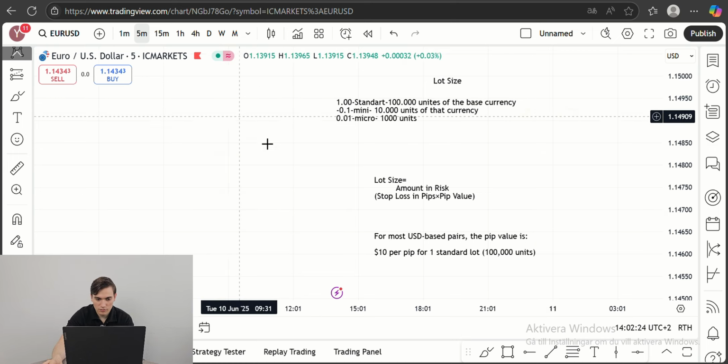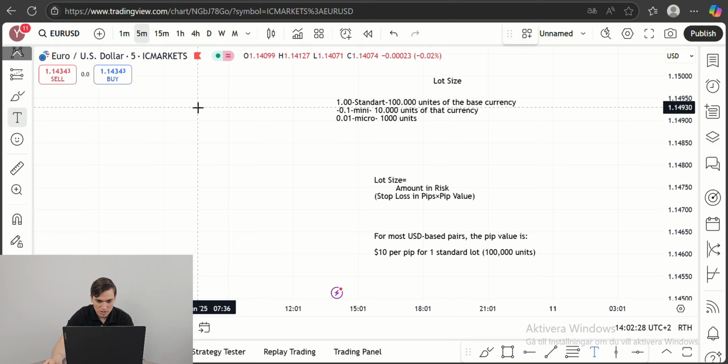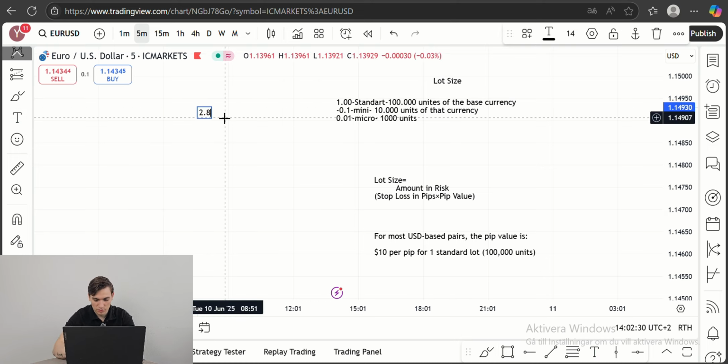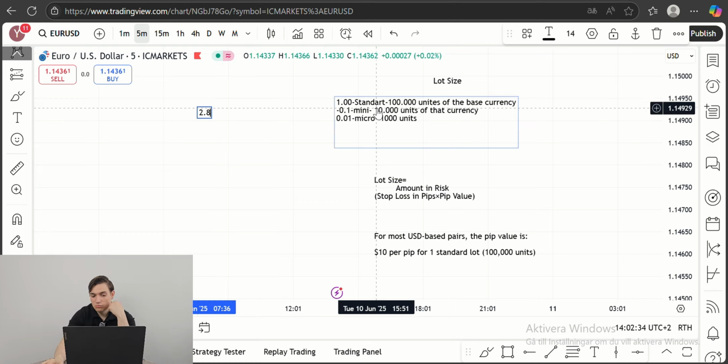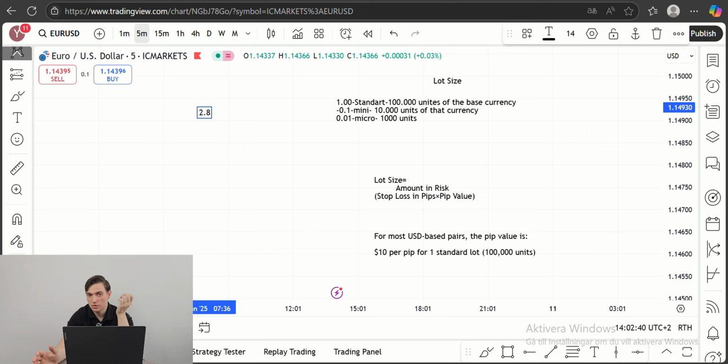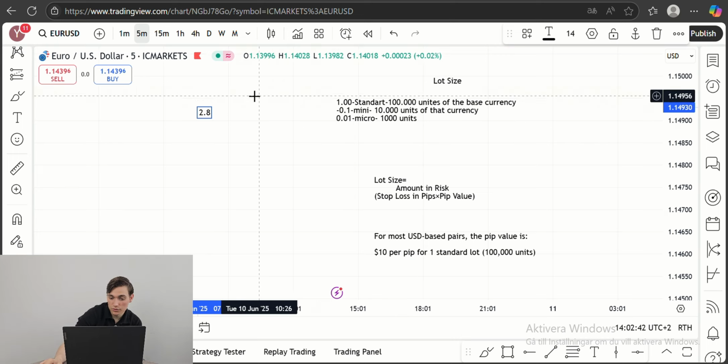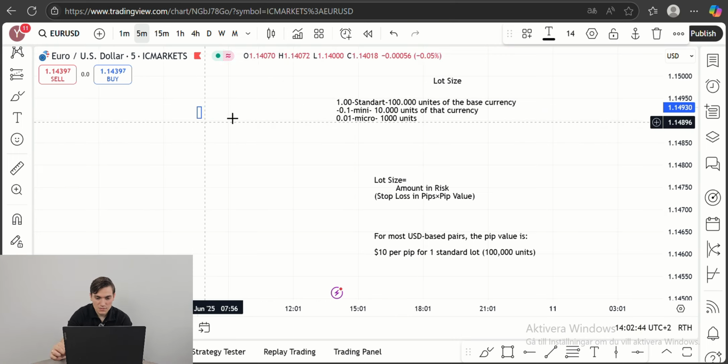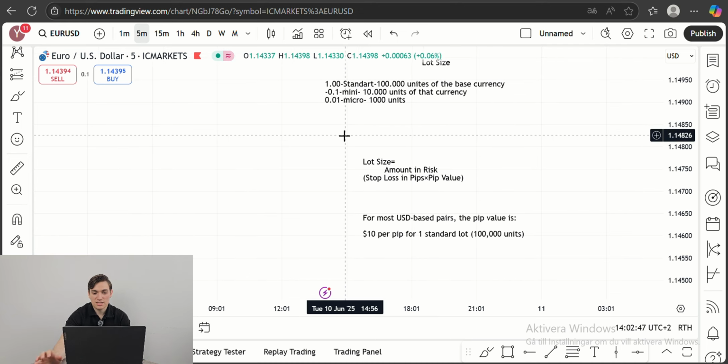So for example, if I was going to use a volume of 2.8, you can say that is 2.8 standard lots, or you can say 2 standard lots and 8 mini lots. It depends on you. And that's all you need to know about lot size. This is the easiest one out of everything.